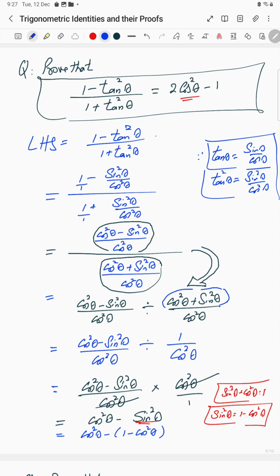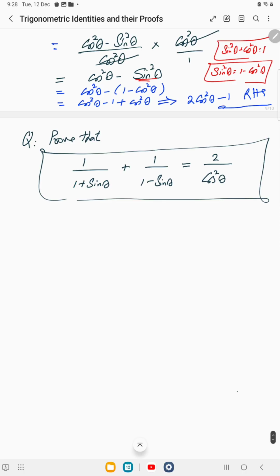You guys need to be very careful with the bracket, because this minus will change the sign, and you will see we get cos square theta minus 1 plus cos square theta, and that gives you the result of 2 cos square theta minus 1, hence proved, right hand side. So you have proved this one. I hope it is clear.